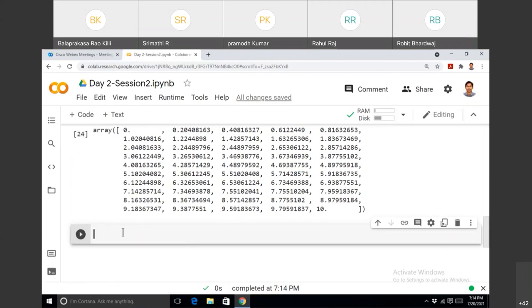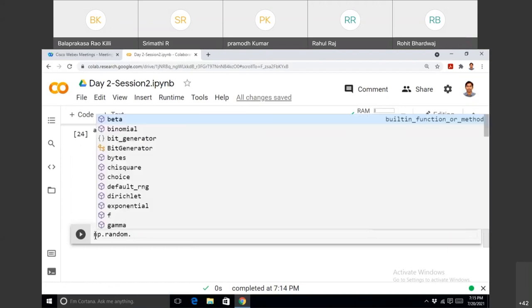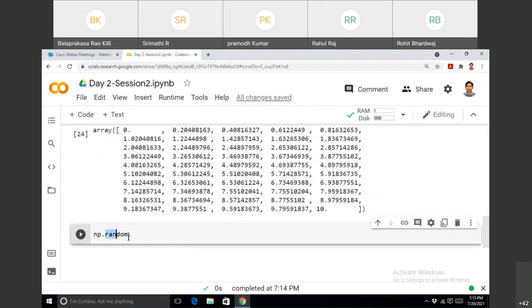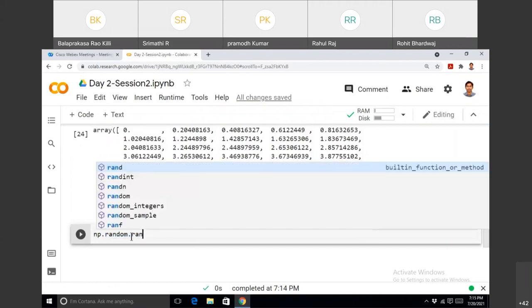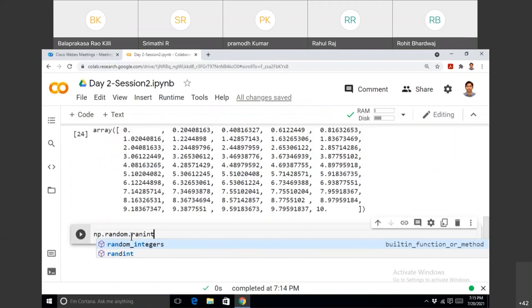But if you want random numbers, how to generate random numbers? Again, NumPy supports a submodule called np.random. In this submodule, there are many functions. So first we'll see randint. First let me see what is the syntax of this randint. Randint, that's why it is random, not rand integers.